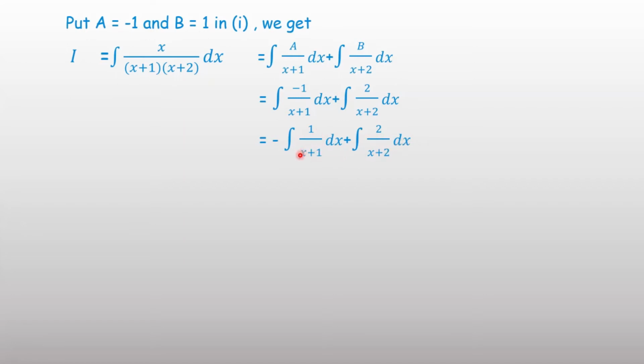In place of x plus 1, if we write t, dx equal to dt. It implies 1 upon t dt, and 1 upon t dt means log t. Therefore, integration of 1 upon x plus 1 dx equal to log of x plus 1. Similarly, 2 you can write outside, and integrate 1 upon x plus 2. Again you will get the result as log of x plus 2. Therefore, next step, minus log of x plus 1 plus 2 log of x plus 2 plus constant c.